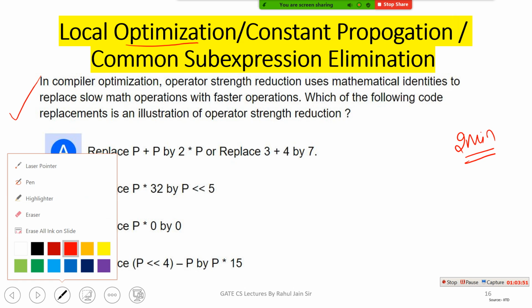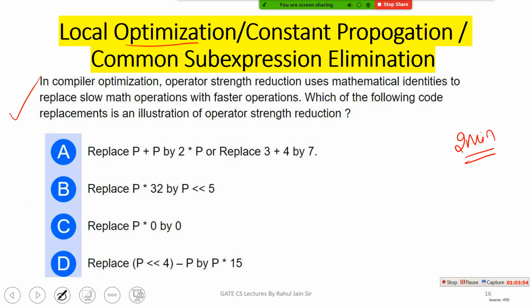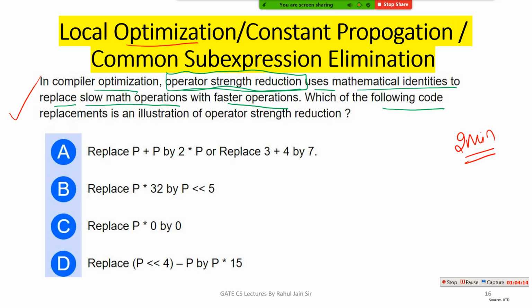Now I am solving the question. Just focus here. The question is: in compiler optimization, operator strength reduction uses mathematical identities to replace slow math operations with faster operations. Which of the following code replacements is an illustration of operator strength reduction? So option A, just focus on the screen, guys. Each and every doubt will be clear to you.